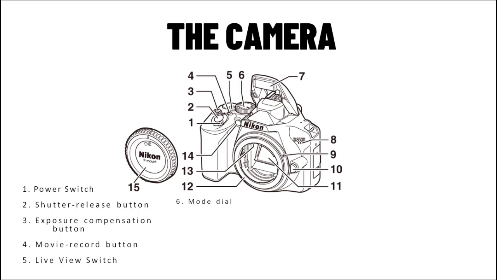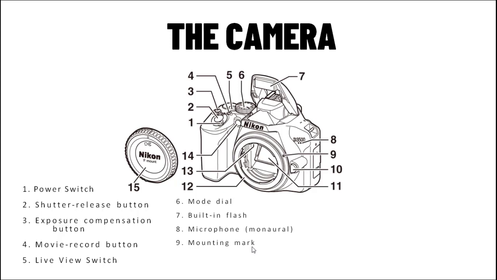And the mode dial, we've discussed it in our previous class. This is the mode dial, and of course it is our number 6. Our number 7 button is the built-in flash. Most cameras actually come with built-in flash. Some cameras don't. Some full-frame cameras don't come with built-in flashes, so you should take note of that. Number 8, we have the microphone. This is the microphone of the camera.